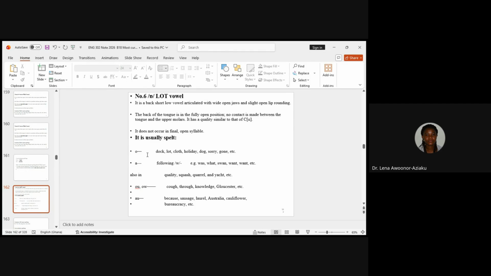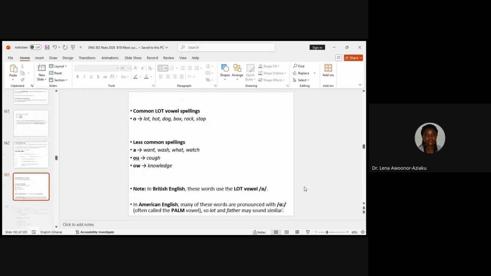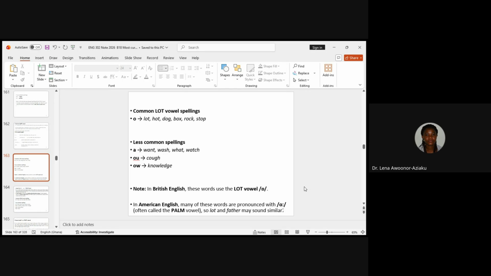Then we have A, as in was, what, swan, want. Also in something like quality, or squash, or cough, O-U or O-W, as in cough, or trough. You know, a trough is the thing we put animals' food in. Or because, or sausage, or laurel.